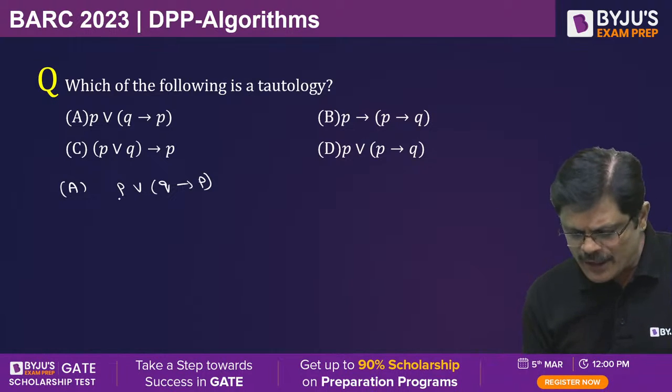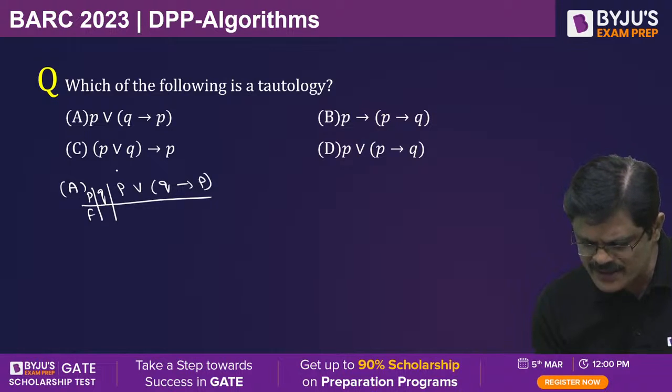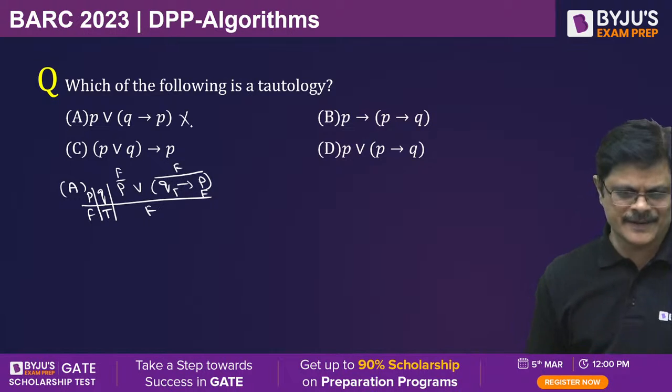See, I can make it false if both are false. So I'll take PQ values. Here I take P false so that it becomes false. And can you make it false when P is false? Yes, by making Q true, I can make it false. So false or false, you get false. So it cannot be tautology.